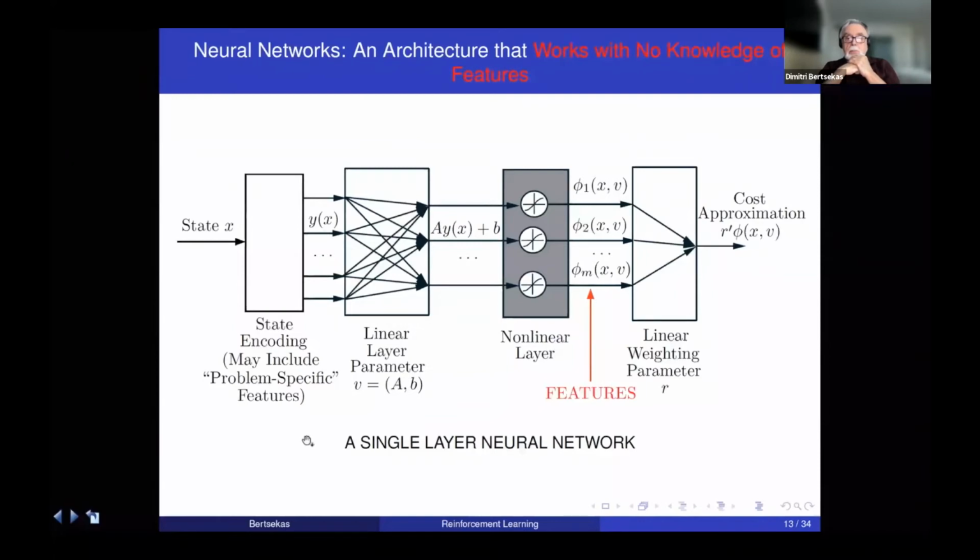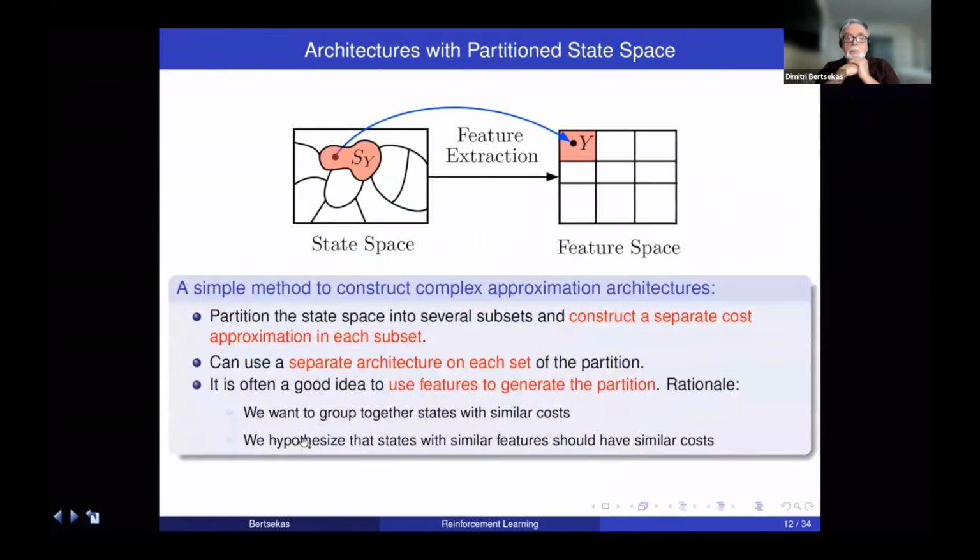Also, I had a question about the last slide. Are those partitions themselves a result of some kind of separate optimization process, or are they just created through domain expertise usually? Well, like I said, it's a good idea to use features to generate the partition. And features, generally speaking, require domain knowledge, right?